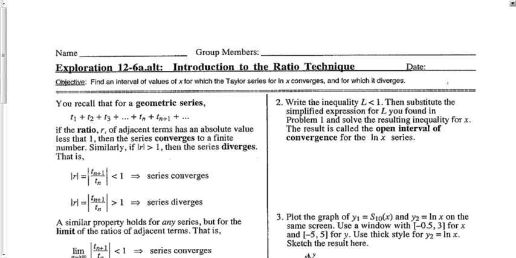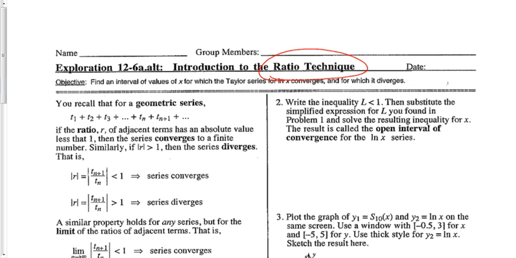Hi, today we are talking about convergence, but within convergence we're talking specifically about the ratio technique. This will be the most used technique for determining whether a series converges or not, which will answer many more questions about series for us.